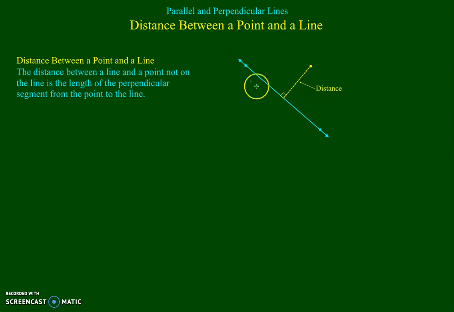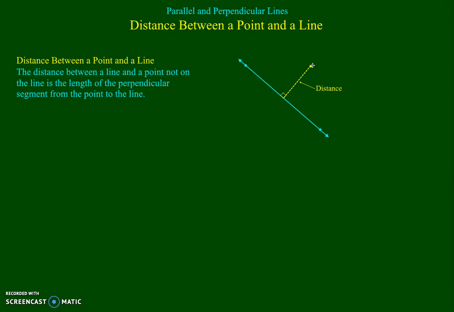So here we have a line, and we have a point that's not on the line. The distance between a line and a point not on the line is the length of the perpendicular segment from the point to the line. So we have several options. We could have chosen to find the length of this segment or the length of that segment, but the actual shortest distance between a line and a point that's not on the line is the length of the segment perpendicular to the line from the point.